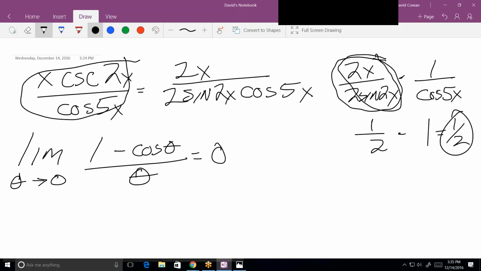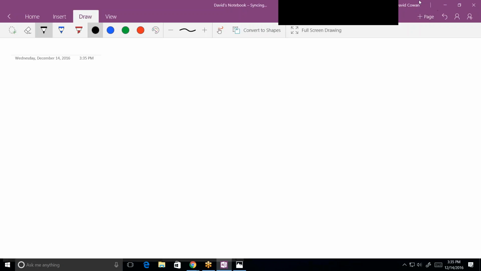And all I had to do to solve it was to get it into the form of something that I knew the limit of. I know the limit of 2x over sine 2x is 1. So I had to make that top numerator have the same argument as the sine has. So that's why I had to multiply top and bottom by 2. Okay. All right, let's go to the next one.